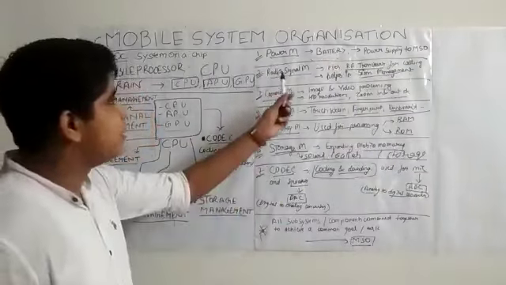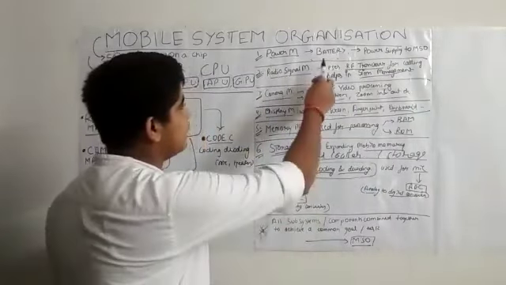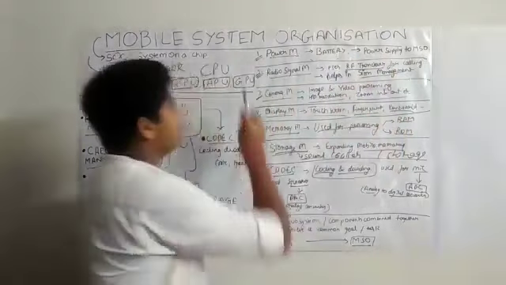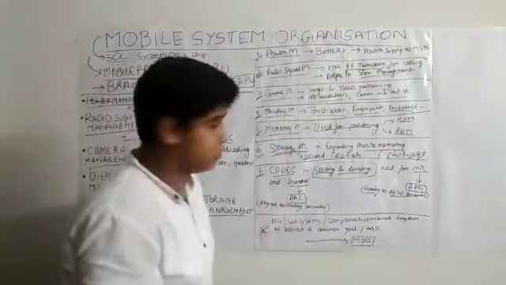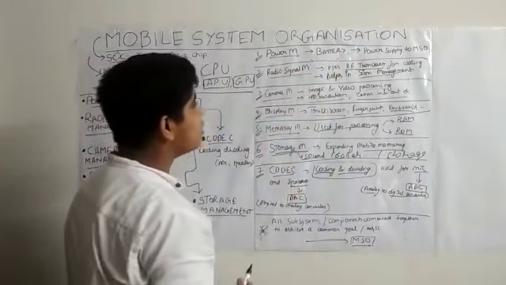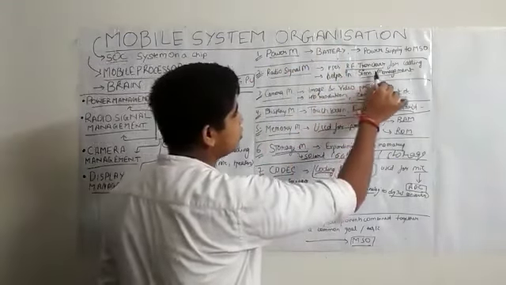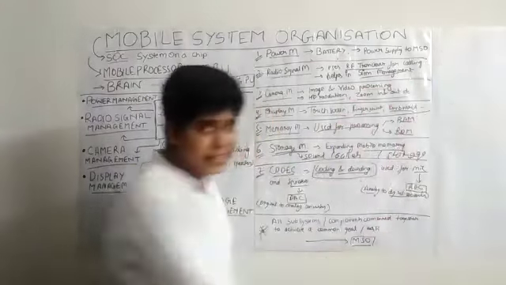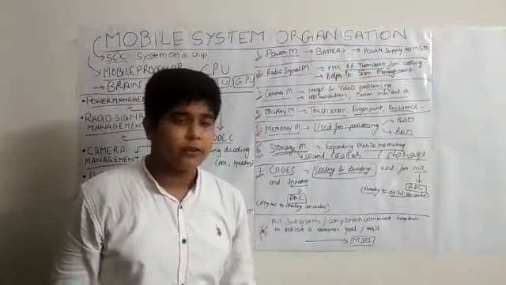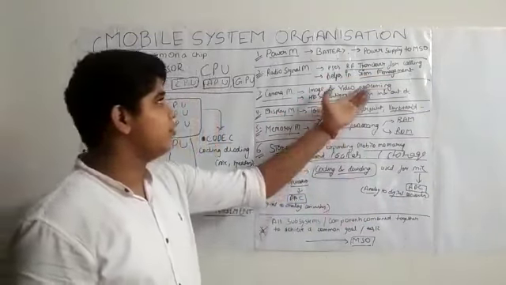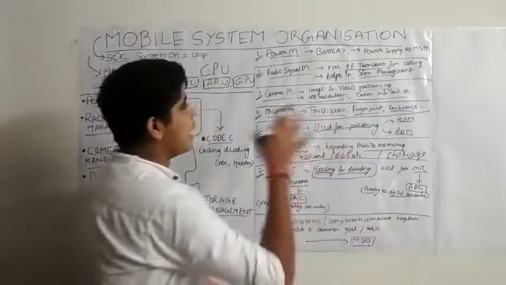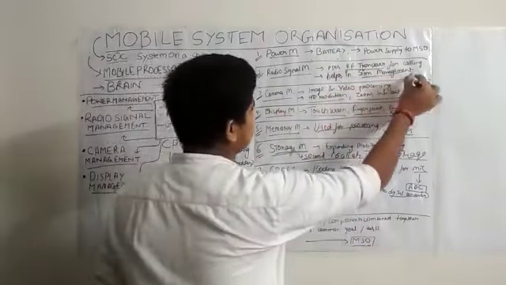First is power management. As we have earlier discussed, it is battery. Battery power supplies to MSO, which is mobile system organization. Then in second number we have radio signal management. Radio signal management uses RF transceiver for calling as well as texting. RF transceiver stands for radio frequency transceiver, and we have discussed that transceiver is a device which sends and receives radio signals at one time, and it also helps in SIM management.